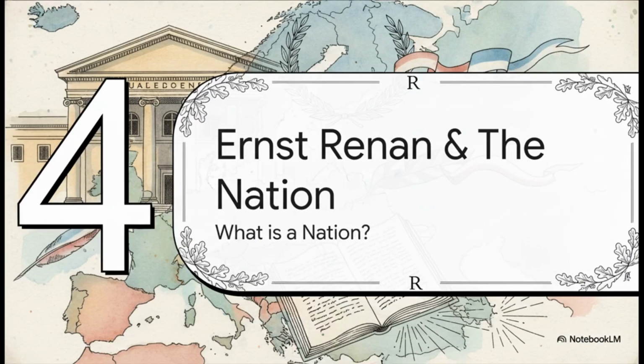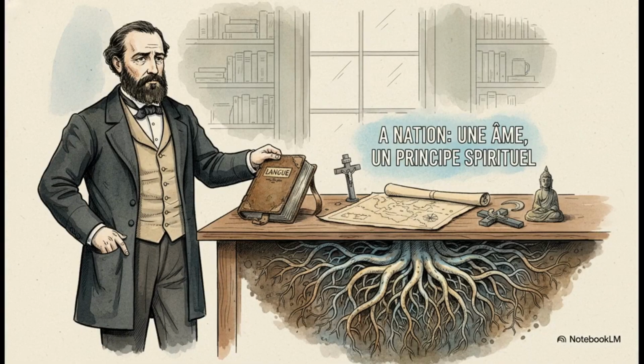Which leads us directly to Section 4, Ernst Renan and the Nation. What is a nation? Fast forward a bit to 1882, a few decades after Sorrieu's painting. French philosopher Ernst Renan delivers a highly influential lecture at the University of Sorbonne to formally define this new reality. In his lecture, titled What is a Nation?, Renan fundamentally challenged the basic assumptions of his time.